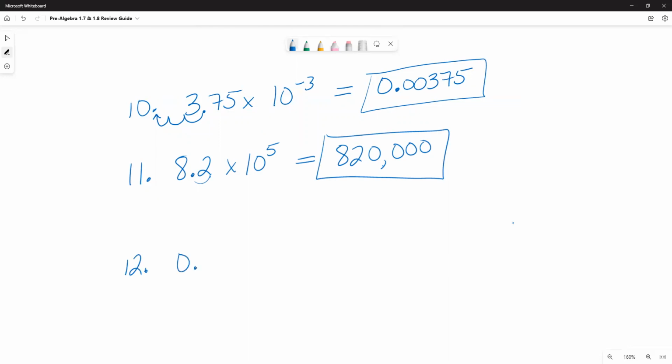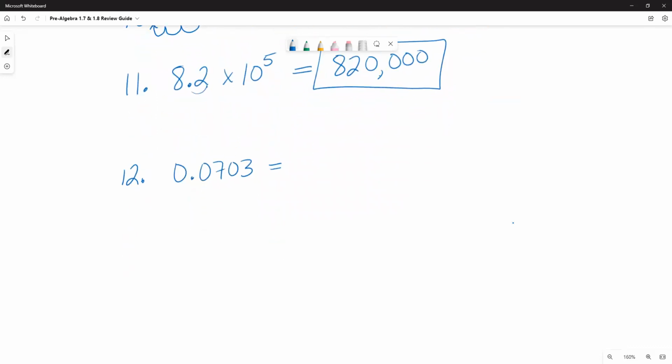Isaiah, write 0.0703 in scientific notation. What is my factor? 7.03, and then times 10. Is my exponent gonna be negative or positive? Are you sure? Is my original number less than 1 or greater than 1?